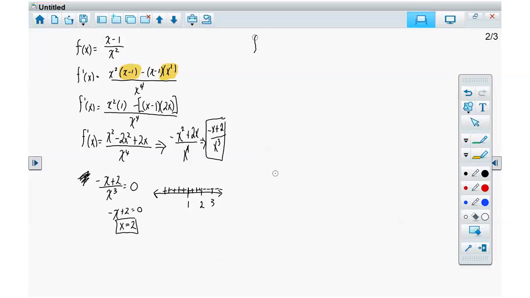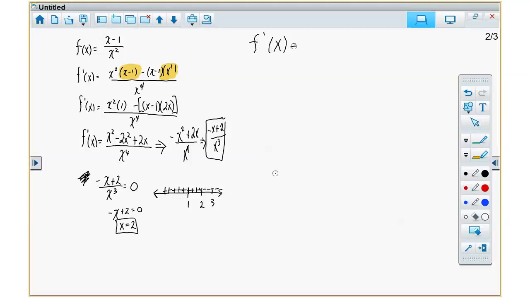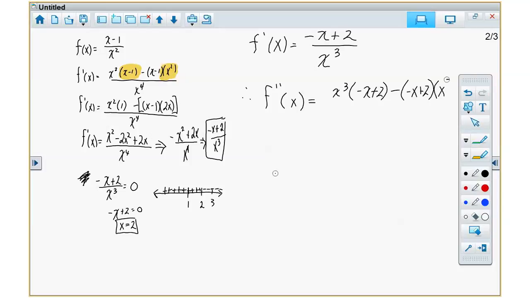So f prime of x is equal to negative x plus 2 over x to the third. Therefore, f double prime of x is equal to denominator times numerator prime minus numerator times denominator prime over denominator squared. Go ahead and put that x to the 6 there.